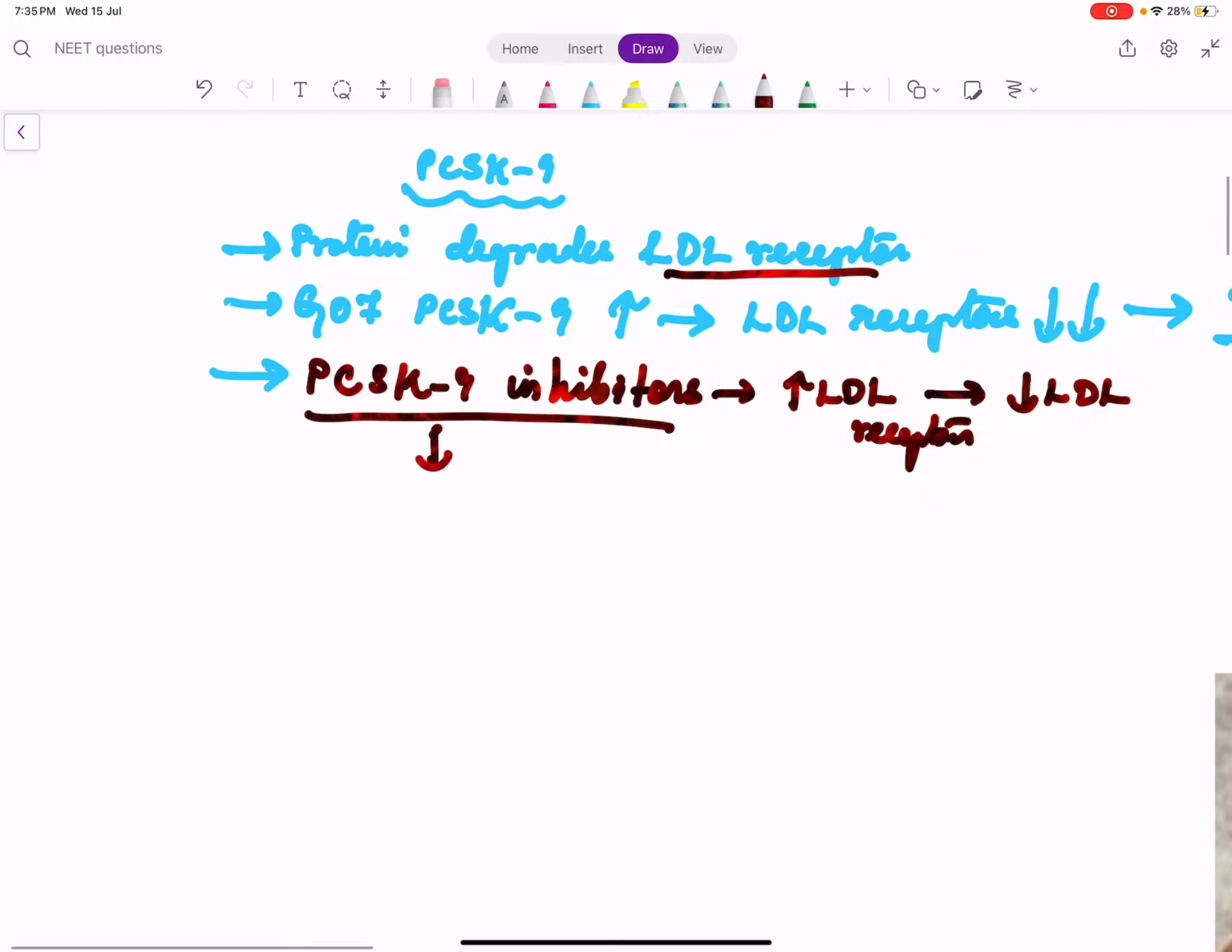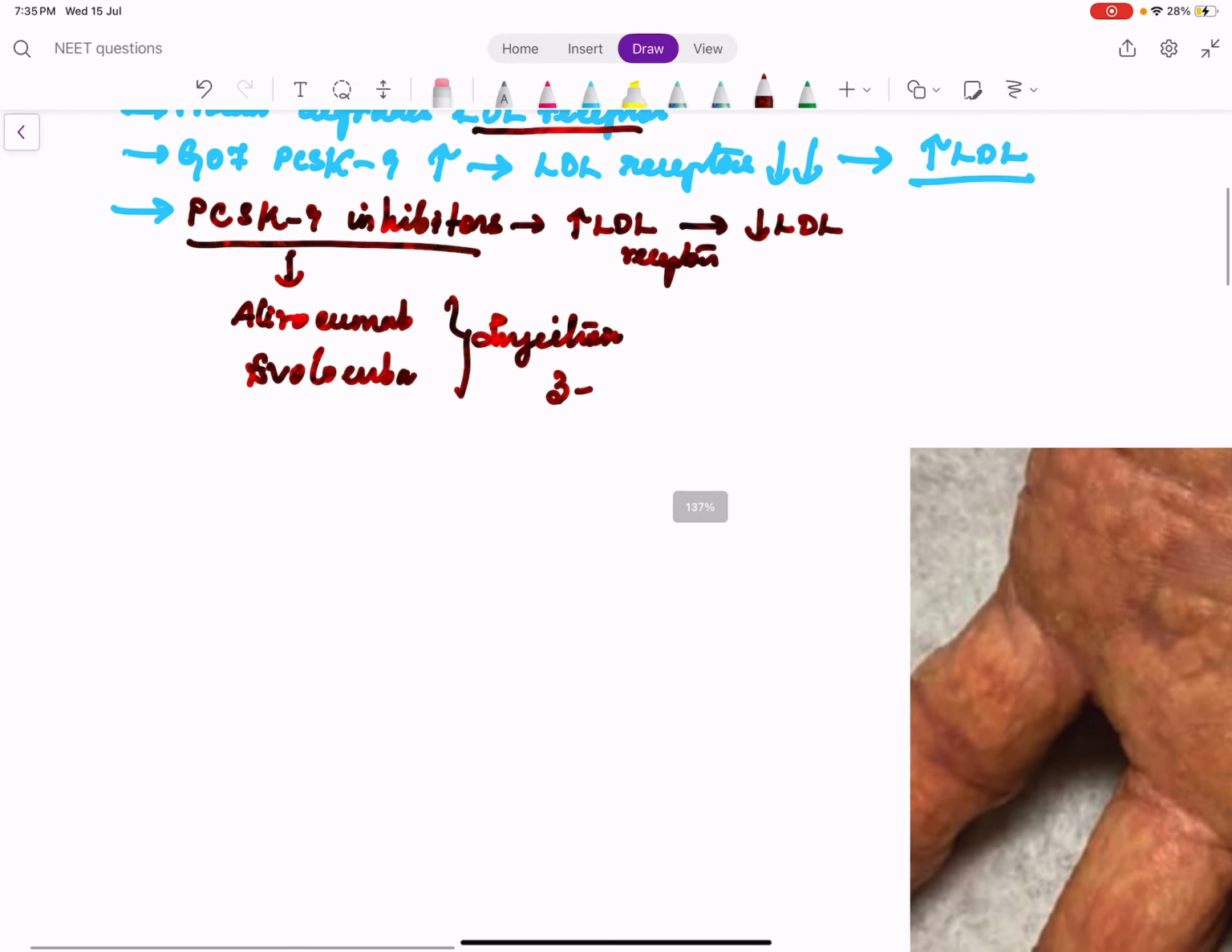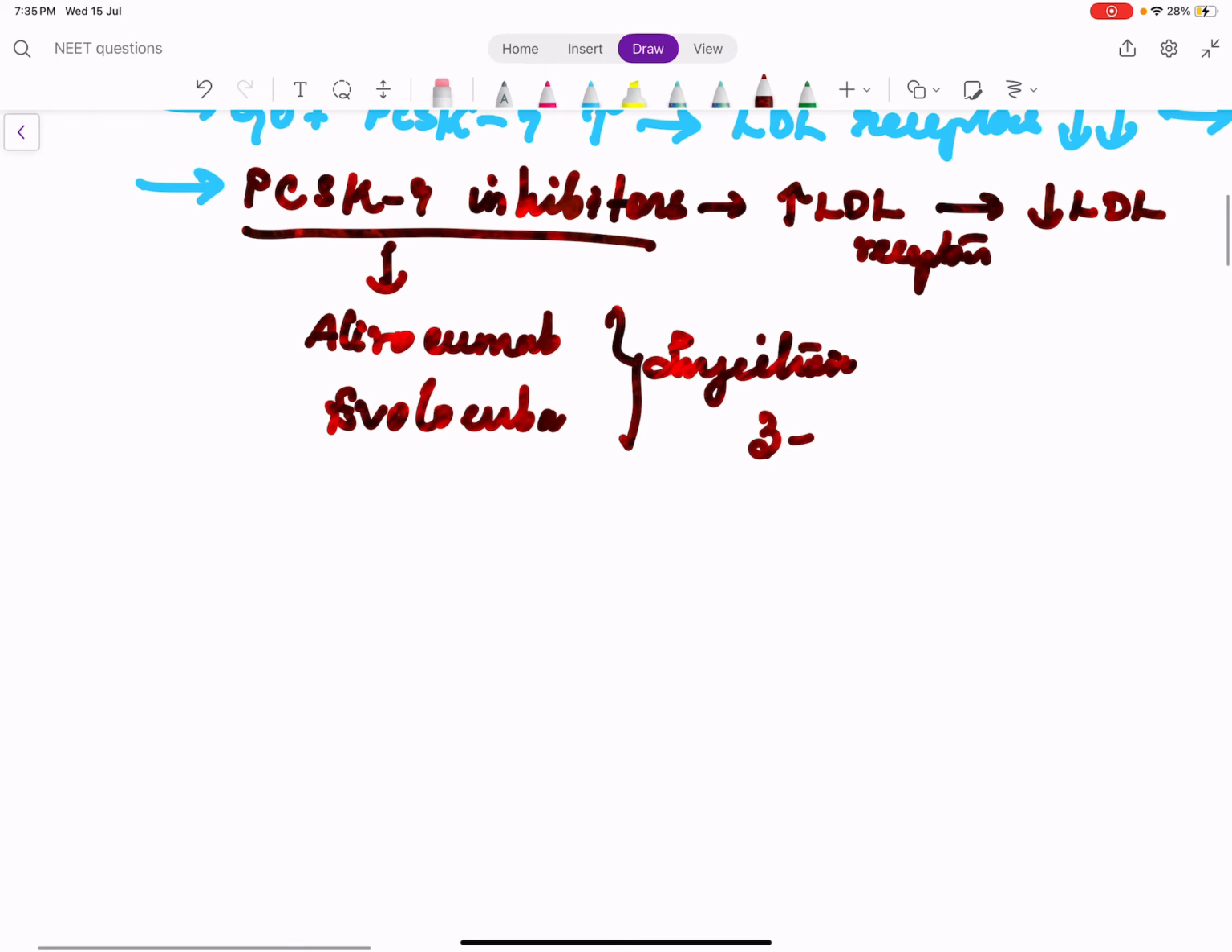So examples for PCSK9 inhibitors are alirocumab, evolocumab. These are injections. These are injections given once every 3 months, like that. So remember, there are some injections for hyperlipidemia.